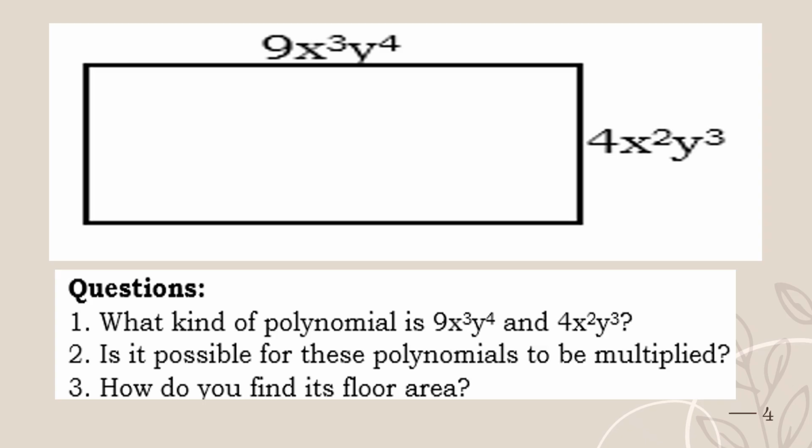Now let's have this figure here. So we have here a rectangle with the length which is 9x cubed y to the fourth, and the width is 4x squared y cubed. Now what kind of polynomial is 9x cubed y to the fourth and 4x squared y cubed? So this polynomial is called a monomial, no? Because we have only one term, so this is a monomial.